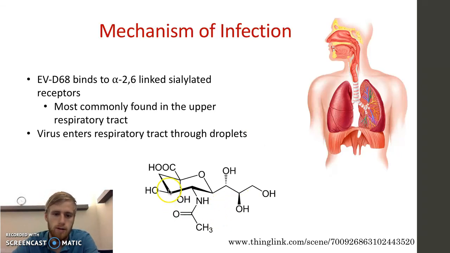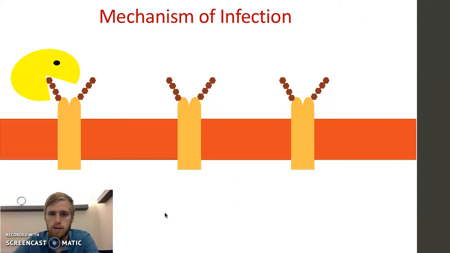These form chains from the 2 carbon here to the 6 carbon of galactose. These are alternating chains of the neuraminic acid and the galactose, and these are on the outside of receptor proteins. So to visualize it, here are the chains of carbohydrates, and then the receptor protein that is sialylated.